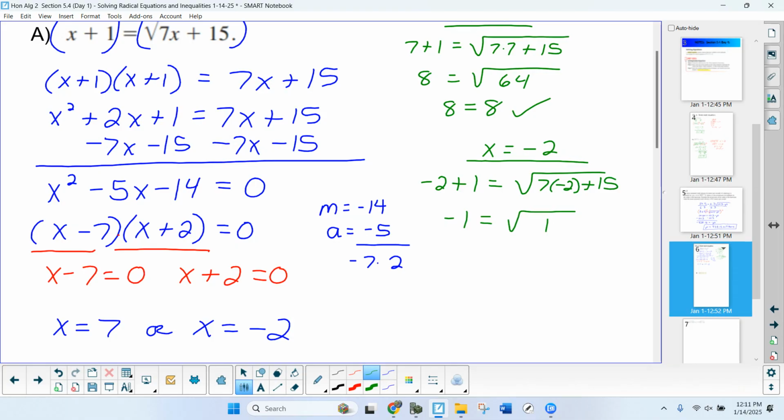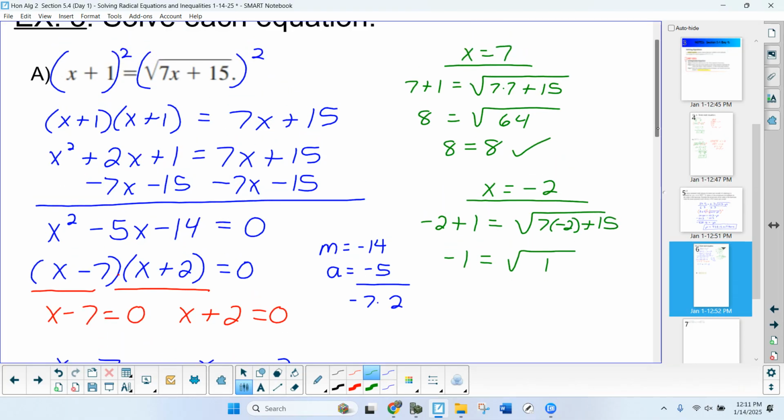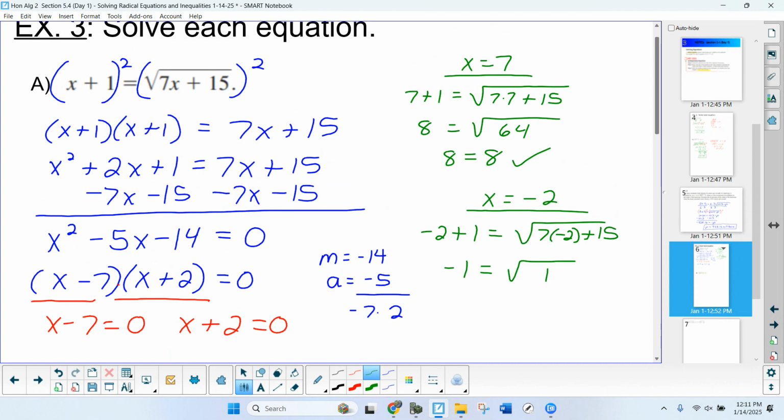Okay, you did not take the square root. This square root sign was given to you. So they are implying which root? The positive one, right? If they wanted the negative root, they would have had to put a negative in front of there. They don't have a negative in front of there. So what's the square root of 1? 1. Does 1 equal negative 1?